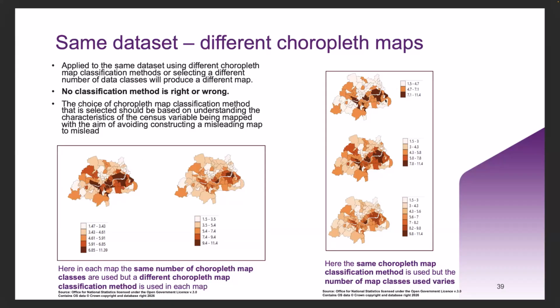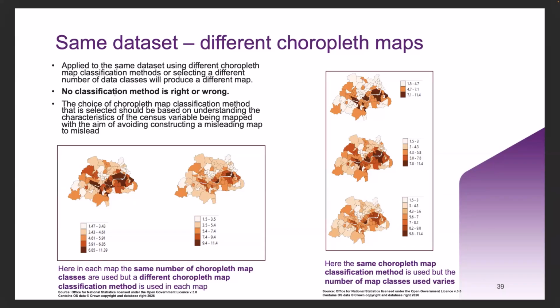We have the same data set and the same classification method, I think it's probably equal interval, but we're varying the number of buckets used between 3, 5 and 7. When you do that you get a different sort of map, just because of the way the data is allocated to those bins. On the left, same deal: this time we've got the same number of buckets, 5, but we're using a different classification method, and again you get a different sort of map.